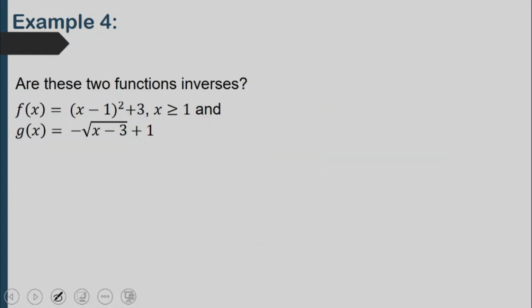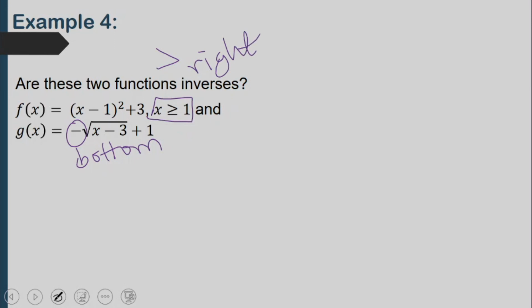So this question says, are these two functions inverses? So what I want you to pay attention to again is the negative of g of x is the negative part of the square root function. That means it's going to be the bottom half, okay? And this one, x greater than or equal to 1, that will be the right, because again, the inequality is going towards the right, so this is the right part. The right half. So can right and bottom be inverses? The answer in this case is no, they are not inverses.